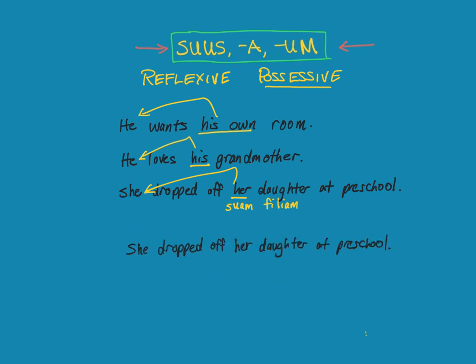What if she dropped somebody else's daughter off at preschool? What if her friend asked her to drop her daughter off at preschool? And the her then is not referring back to the subject of the sentence, but to that friend. Well, you've already learned how to do that. You just use the genitive of the pronoun is, ea, id to indicate possession, and that's eius.